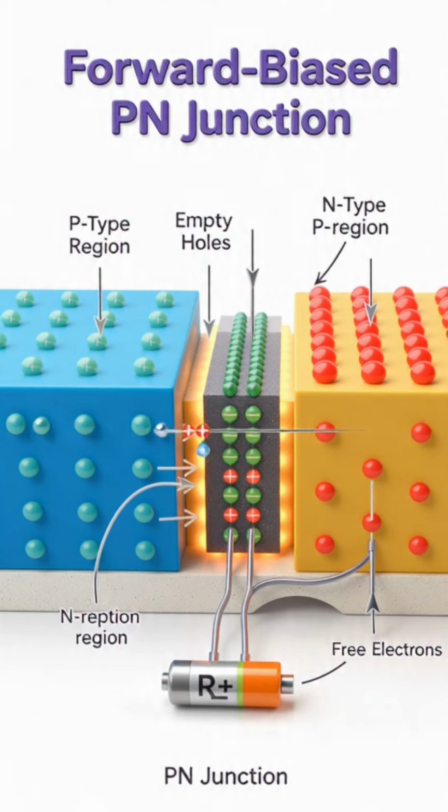Forward-biased p-n junction. When the battery's positive terminal is connected to the P side and the negative terminal to the N side, the diode becomes forward-biased. The external voltage pushes electrons toward the junction from the N side and pushes holes toward the junction from the P side. This reduces the width of the depletion region, allowing charges to cross the junction easily. As a result, current flows freely and the diode conducts.